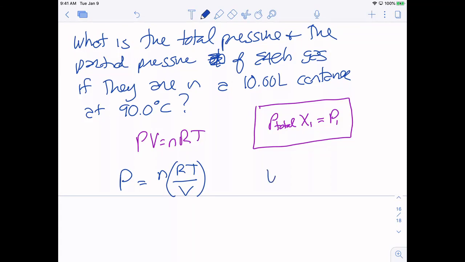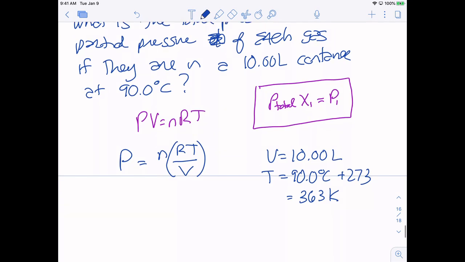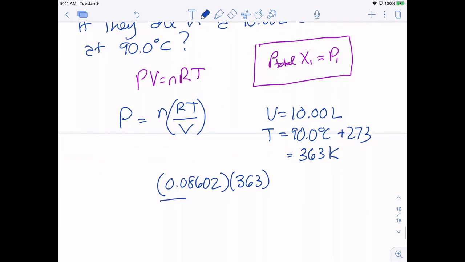Do note my volume is already in liters. My temperature, however, is in Celsius, so I do need to add 273 to that to convert it to Kelvin. Remember, our temperature always needs to be in Kelvin, so 363 Kelvin. So if I take R and multiply it by my temperature, and then divide it by my volume.